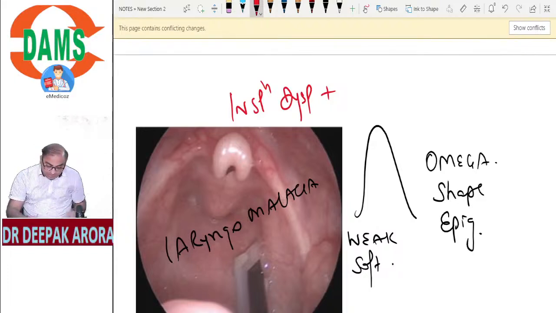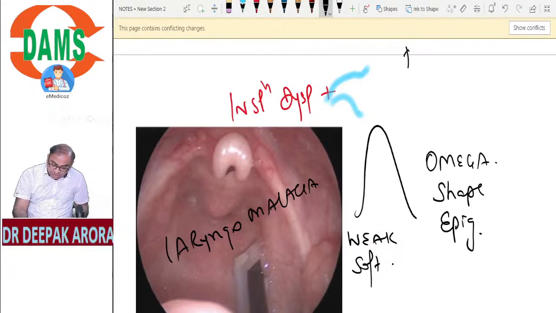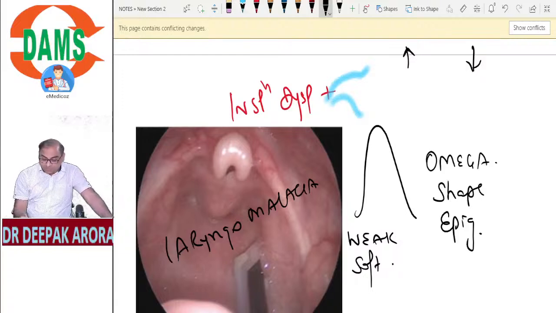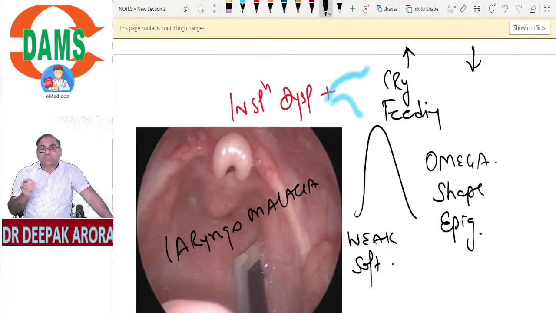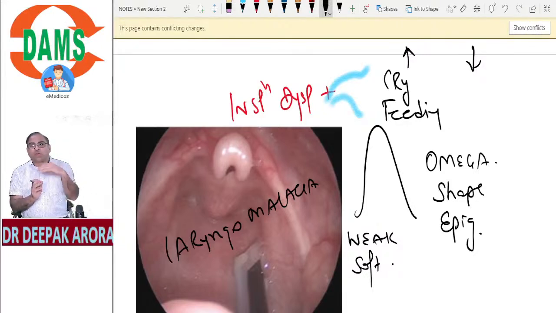Close your eyes and tell me, this dyspnea will increase during which phase, and will decrease in which condition? Let us make a nice concept. If the child is crying or on feeding, these are the 2 conditions in which the inspiratory dyspnea will increase. Just imagine: the epiglottis, supraglottis is weak, very immature, floppy, falling down. So during cry or during feeding, the inspiratory dyspnea increases.